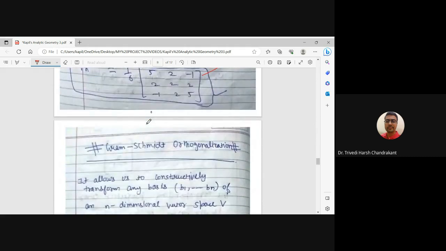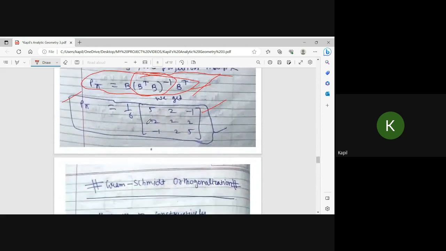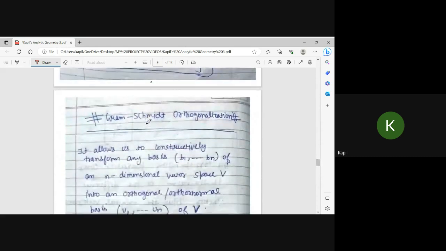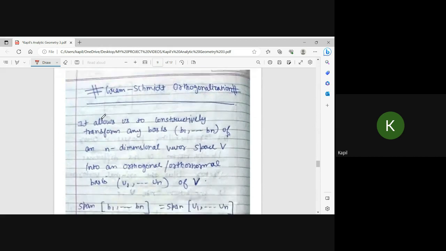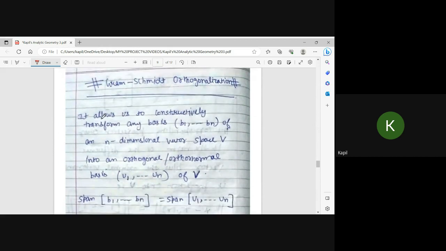Okay, sir. So this was the whole topic of projection onto a general subspace. Now the next topic is Gram-Schmidt orthogonalization. It allows us to constructively transform any basis vectors b1 to bn of an n-dimensional vector space into an orthogonal basis u1 to un of the vector space V.